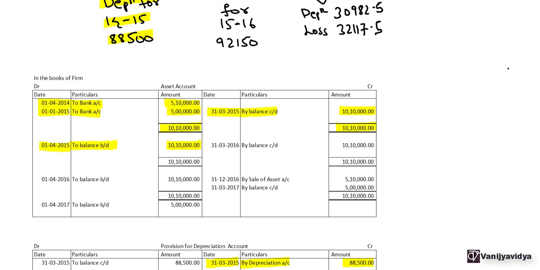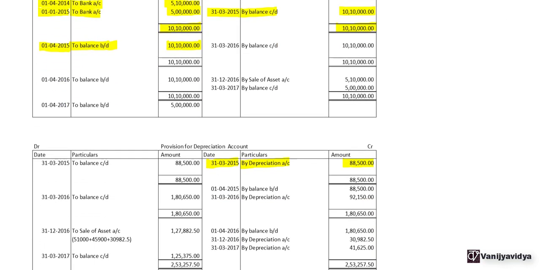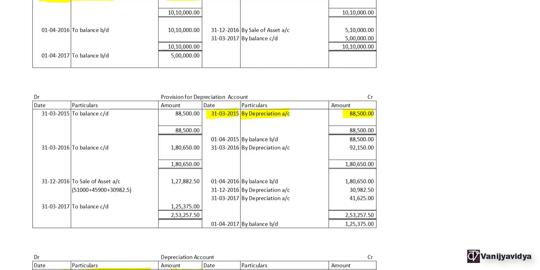Now the next account, provision for depreciation. In provision for depreciation on 31st March 2015, to balance carried down 88,500, and the same balance on 1st April 2015 by balance brought down 88,500. So, since the asset account here is reflected at cost, the provision for depreciation account will show the balance of the accumulated depreciation on all the assets of that particular category.